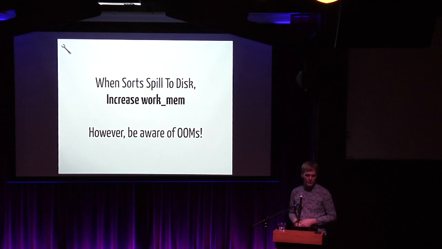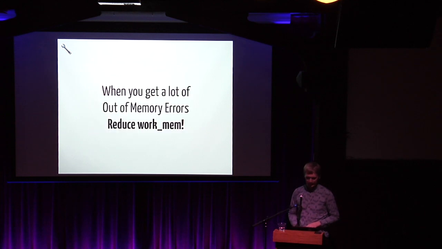If a sort spills to disk, you should increase your work_mem. That's the usual guidance. However, if you do that too much, you will run out of memory. So don't use the default of 4 megabytes, but don't go to 4 gigabytes, and probably not even 400 megabytes. Probably go somewhere like double it: 4 megabytes, 8 megabytes, 16 megabytes, 100 megabytes maybe. Don't go above that without thinking about it. And if you get a lot of out-of-memory errors, the way to fix them is to reduce work_mem.